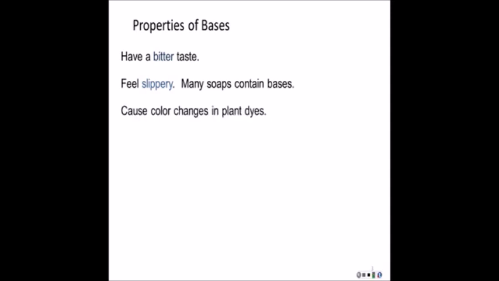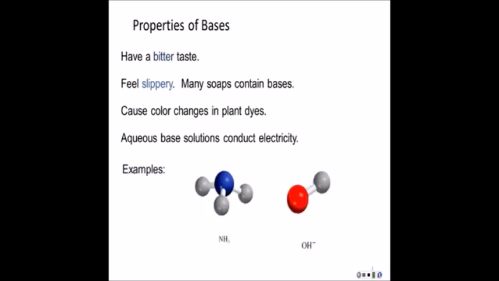And we also have, again, plant dyes being affected by bases. And I mentioned litmus before. Litmus was red in an acid and it's blue in a base. And solutions of bases also produce a lot of ions, so they conduct electricity as well. We can have strong bases and we can have weak bases. An example here would be ammonia. That's a weak base, and hydroxide is a strong base.